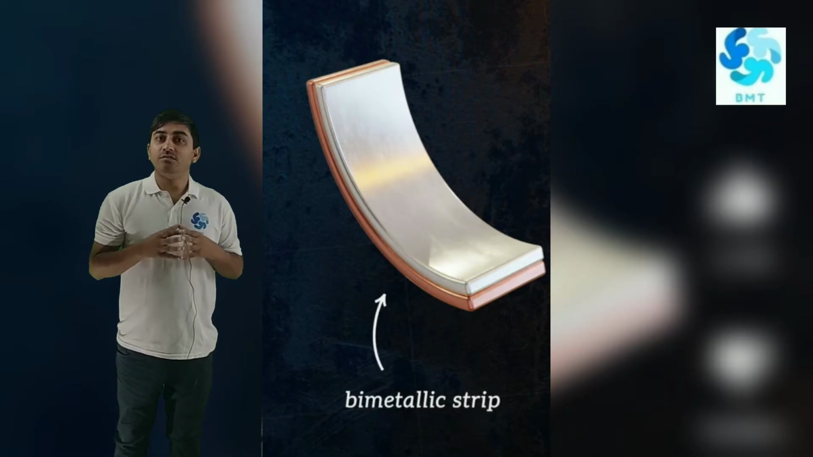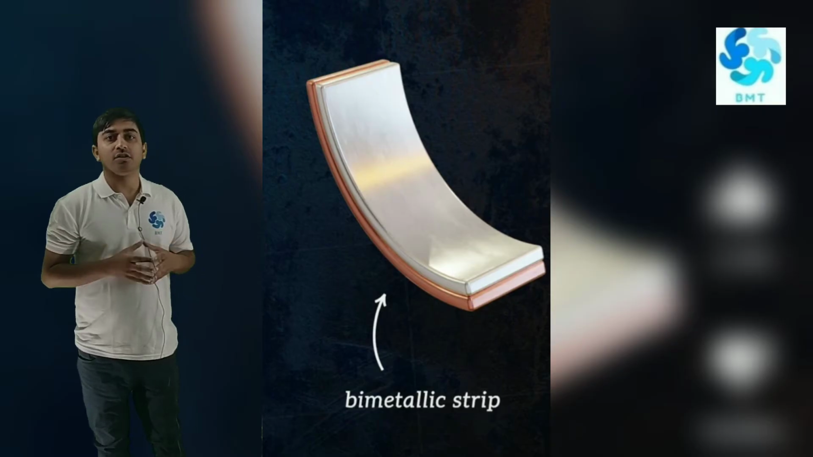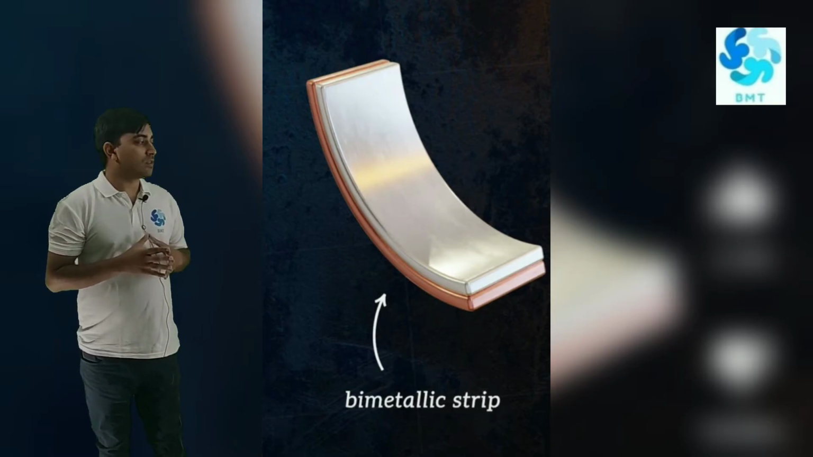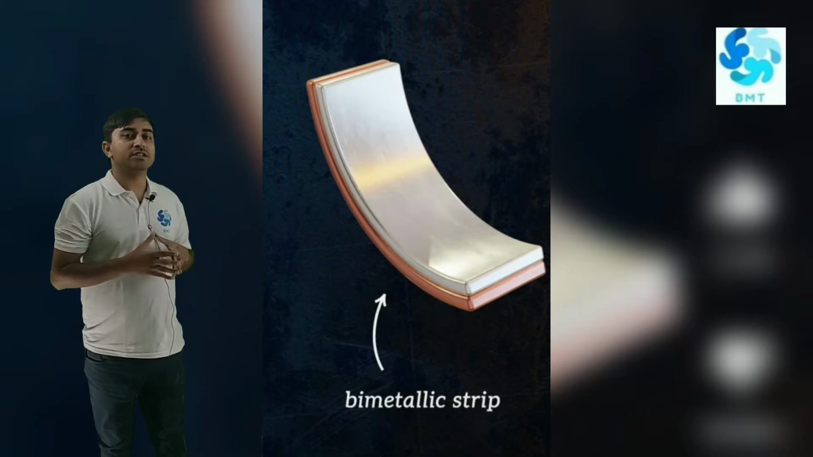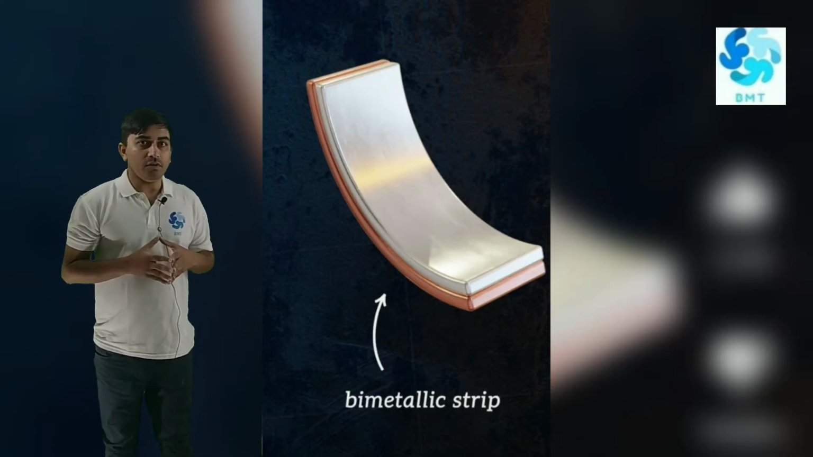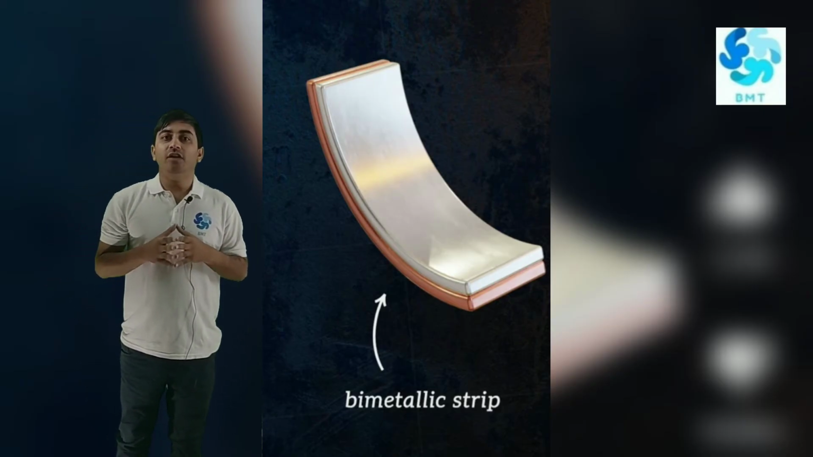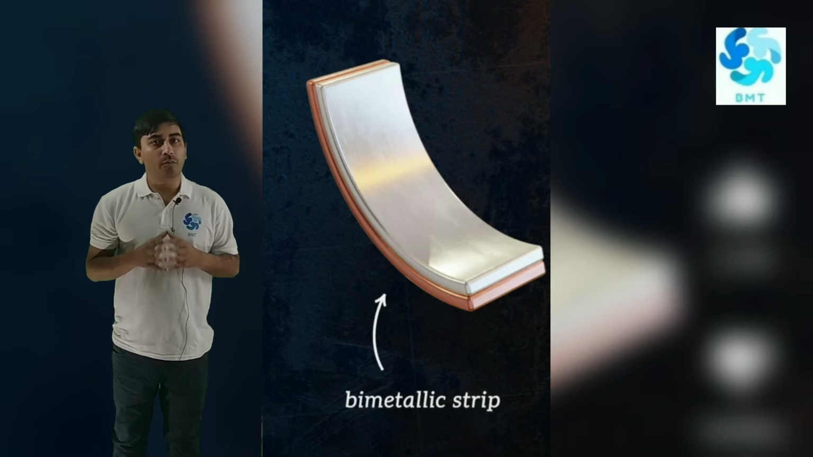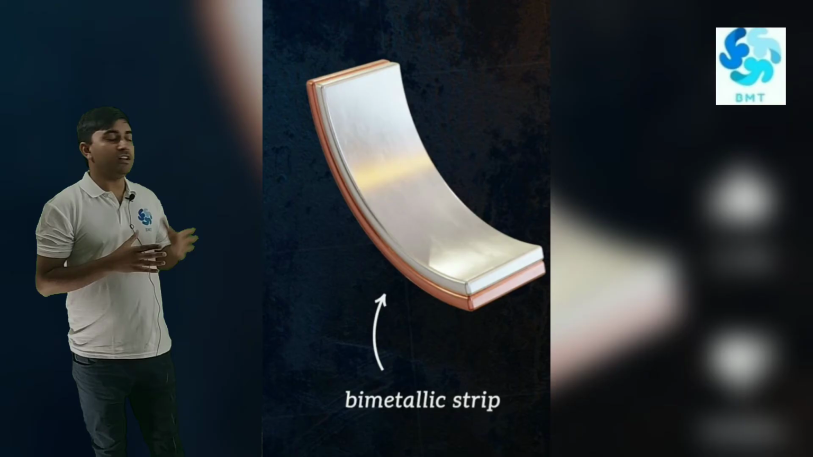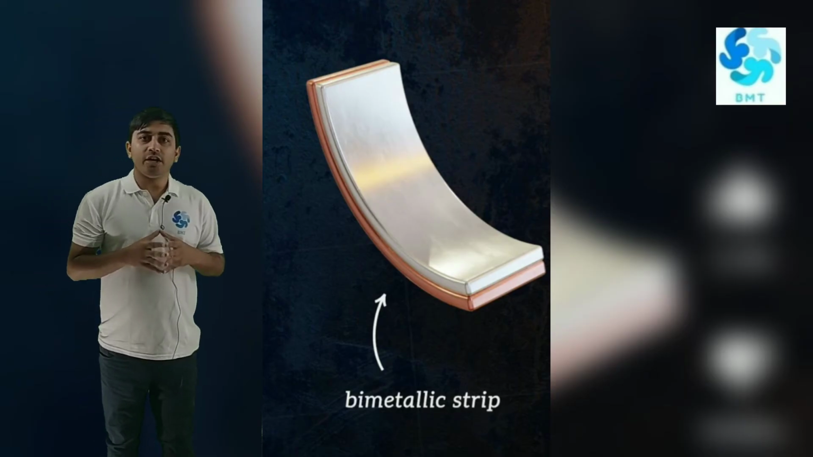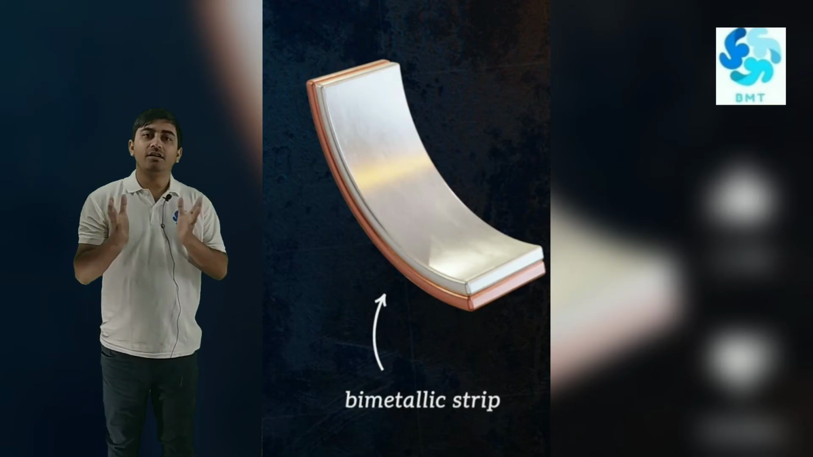Now, the material which has more value of alpha or more value of coefficient of linear expansion, then it will bend more. So now, if the lower part of this metallic strip is copper and the upper part is steel, then we know that the value of alpha is more for your copper. So it will expand more and steel will expand less. So it will bend like this shape, or it will bend in the upward direction.